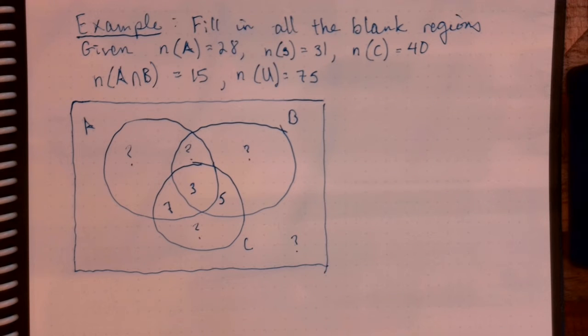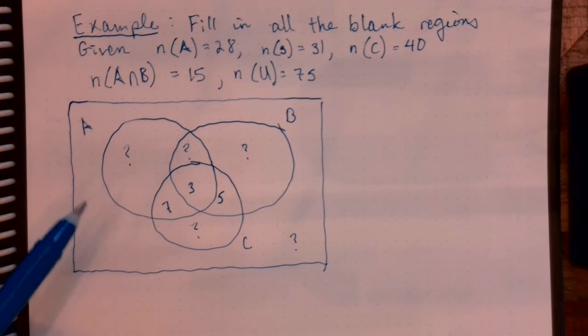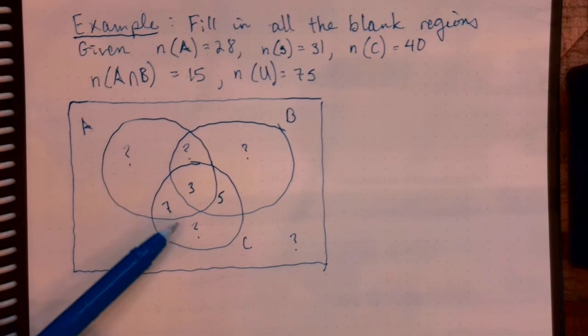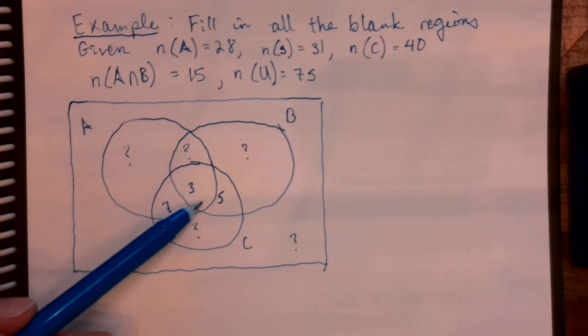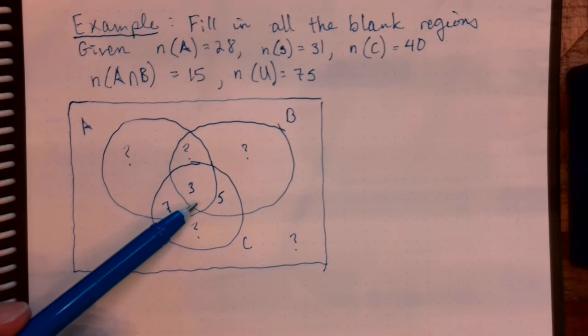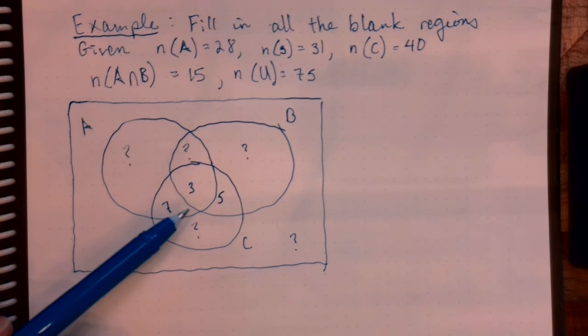Alrighty, so we've got a partially filled out Venn diagram here, and we are supposed to figure out what numbers should go in the question mark areas. Let's look at a few things here. We have the overlap of everything filled in, so that's great. If that wasn't filled in, that'd be the first thing I would try to do. Always try to start there. So that's filled in, so we're good to go.